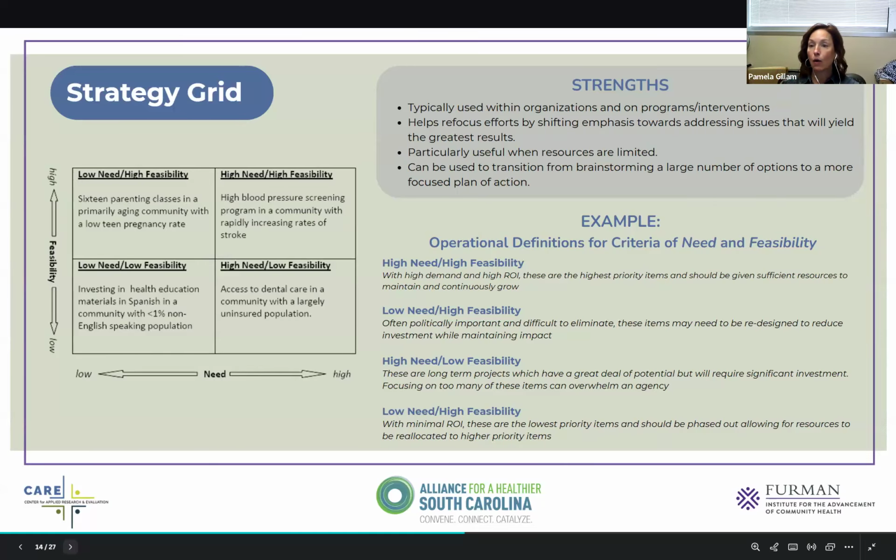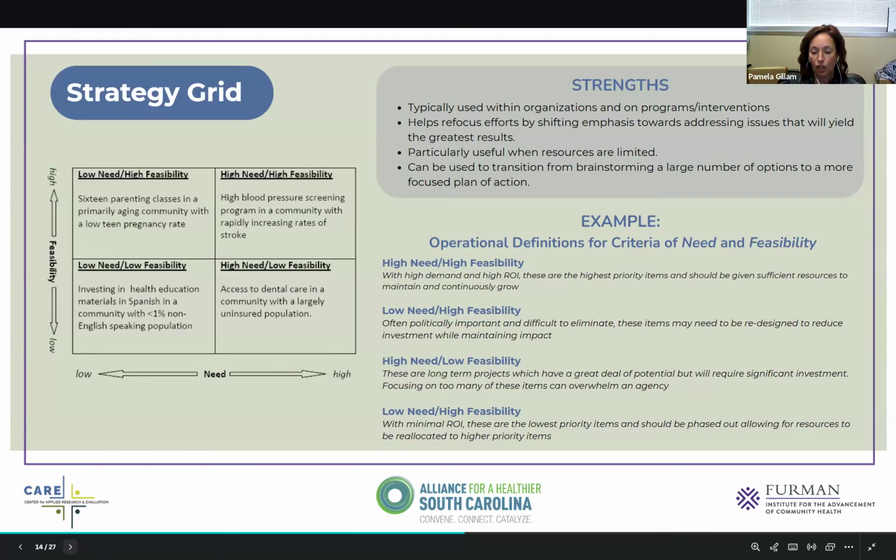But here, this is an example showing you high need, low need, high feasibility, low feasibility, how you would set it up. And basically what you would do is, say you have a list of interventions and programs that you've brainstormed, you would put them in one of the 4 quadrants. And then that helps you prioritize where you want to really focus your time.